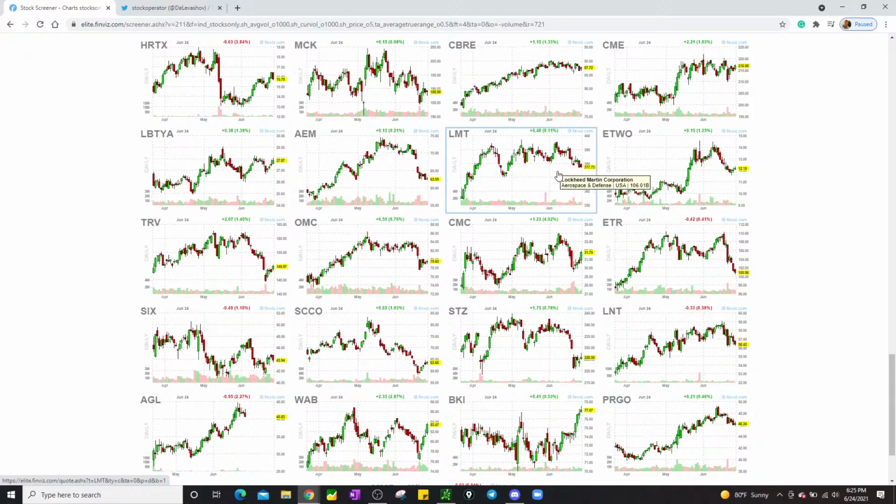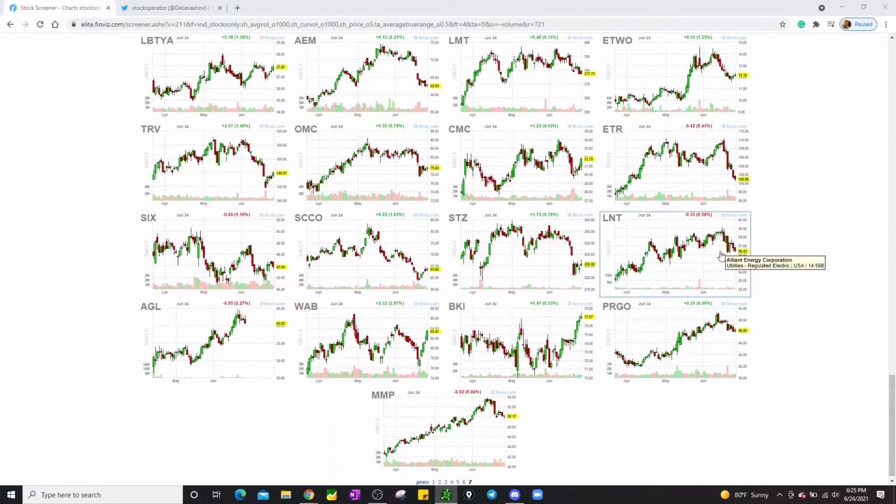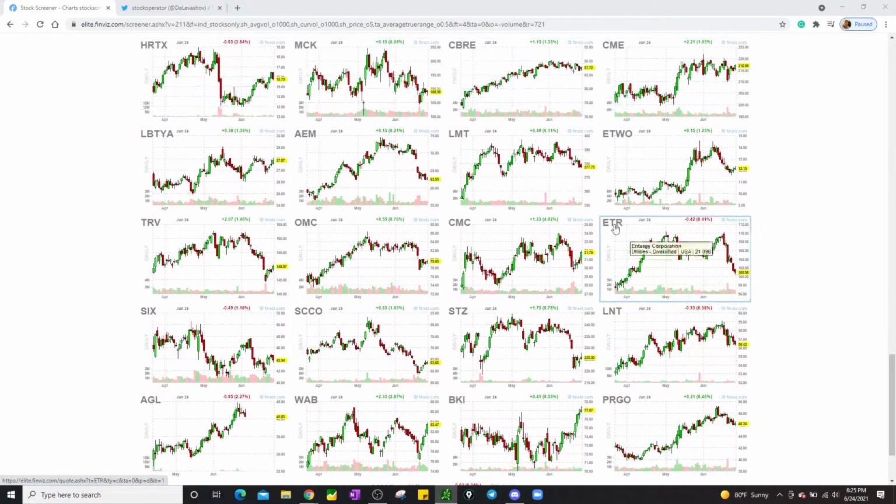LMT Aerospace. Looks like this one wants to dump lower. Look at this, below the few pivot points. Maybe it's a tough stock to play. We'll look at the chart. LMT. We'll look at that one. LNT utilities not so clean here, too close to the support. Compare the difference between this one, LMT, and LNT, very close in ticker.